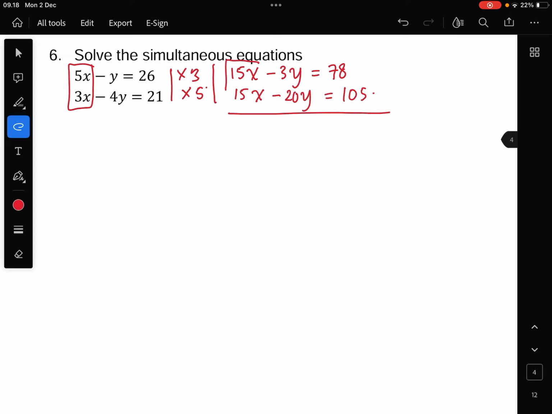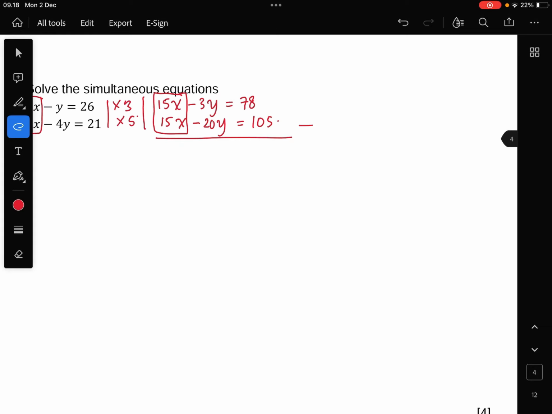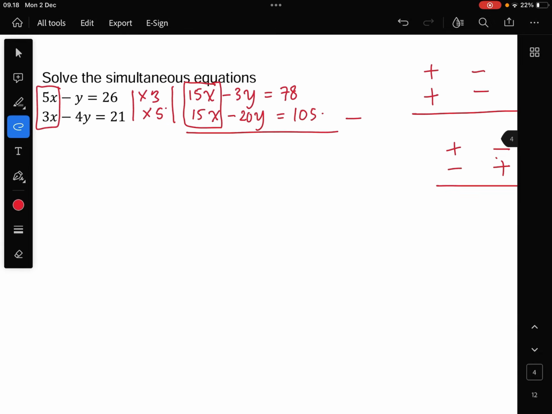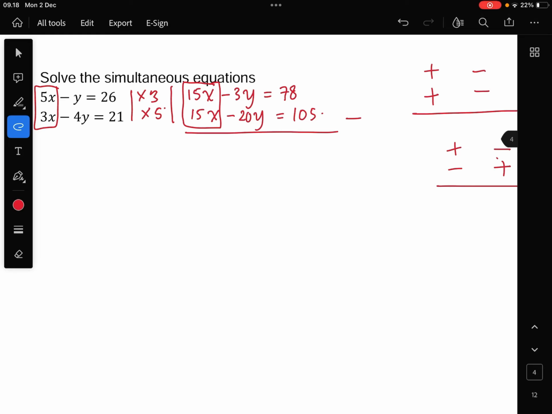Okay, since you have the same sign, positive and positive here, it means we do the elimination. Remember, if you have both positive or both negative, you do the minus. But if you have a plus and then a minus, it means you do the addition. Right, so 15x minus 15x is 0x. Negative 3y minus negative 20y is equal to 78 minus 105.